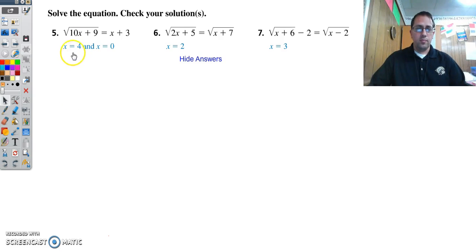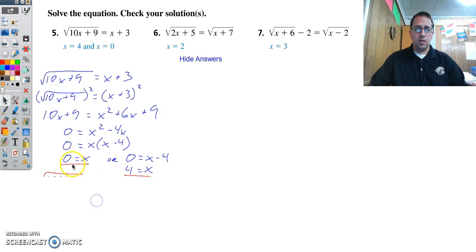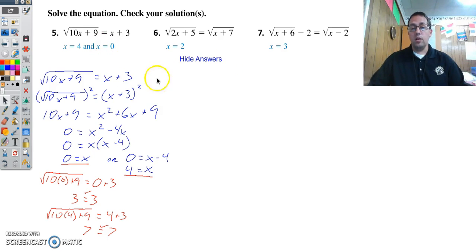So number 5, the radical is by itself, so we're just going to square both sides. Gives us this, because remember you've got to FOIL that together. Set it all equal to 0. That factors out nicely. Gives us answers of 0 or 4. Plug those back in. Plug in the 0, and we get 3 equals 3. So that's good. Plug in the 4, and we end up with 7 equals 7. So both of these worked. Sometimes that happens where they both work, which is always nice.